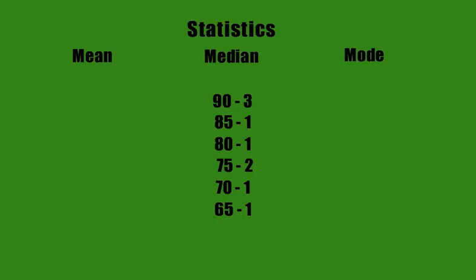Well, the mean would be your average. The median would be the midpoint. Half the values are above it, half the values are below it. So that would be 80, as there are 4 scores above it and 4 scores below it. And the mode is the most frequent or common score, so that would be 90.